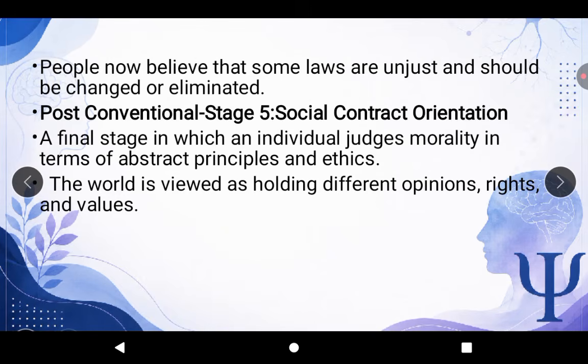Then, when you're looking at the last stage, which is the post-conventional stage, stage 5, which talks about the social contract orientation, it is a stage where an individual is able to judge morally in terms of abstract principles and ethics. Okay, so the world is viewed as holding different opinions, rights, and values. So there are certain standards that must be followed by a certain citizen or person, and these standards have been set by this particular society or the world. So it is the duty of this individual to judge morality in terms of those principles and ethics.